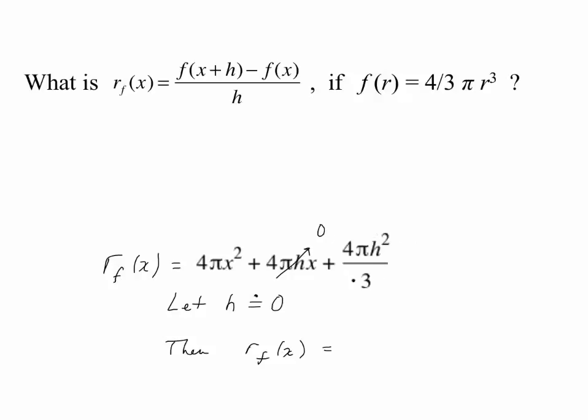What about this? And what about this? What happens to this when h becomes super, super small? It doesn't care what h does. It's not dependent on h. So therefore, our rate of change function is 4 pi x squared. Okay, so we've achieved our goal, right? So let's go back to the graph.